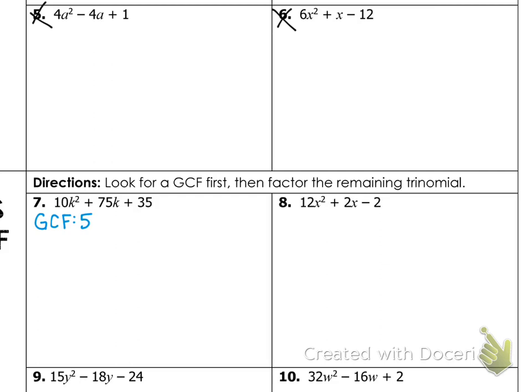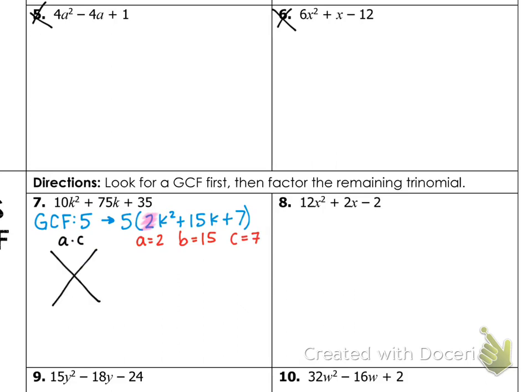So we're almost finished. It says look for a GCF first and then factor the remaining trinomial. So they have a GCF of 5. Every single one of these numbers you can take out of 5. So do that first. If we divide out a 5, we have 2 left. 10 divided by 5 is 2. 75 divided by 5 is 15. And 35 divided by 5 is 7. So all we did was divide a 5 out of all of these numbers, and this is what we're left with.